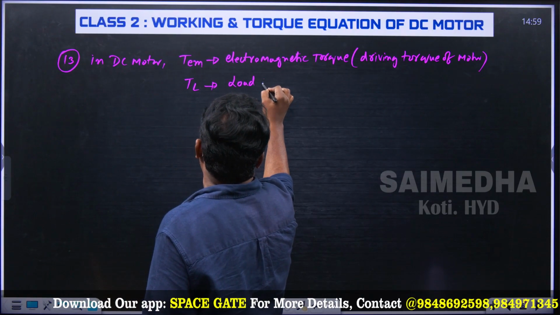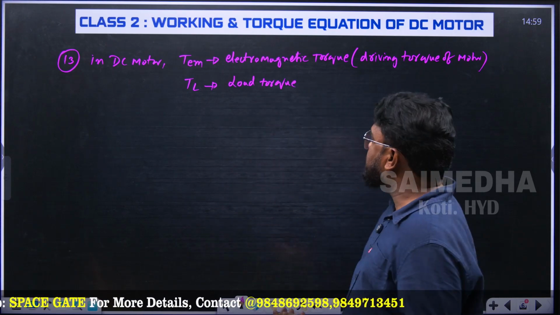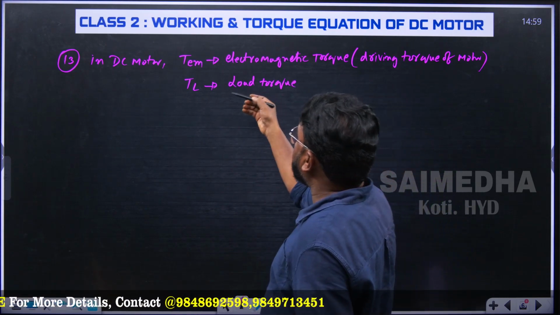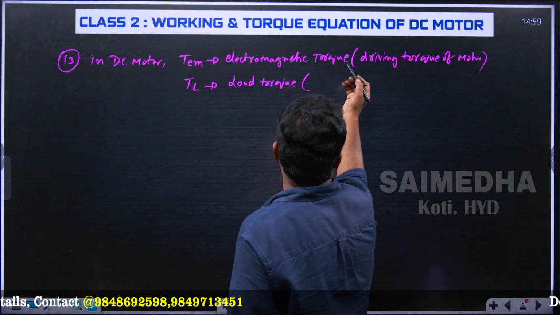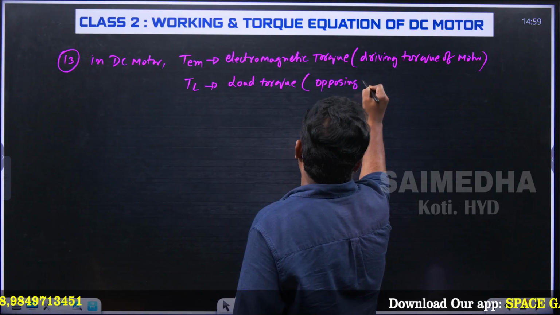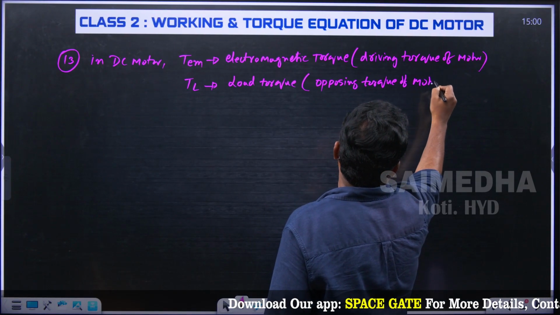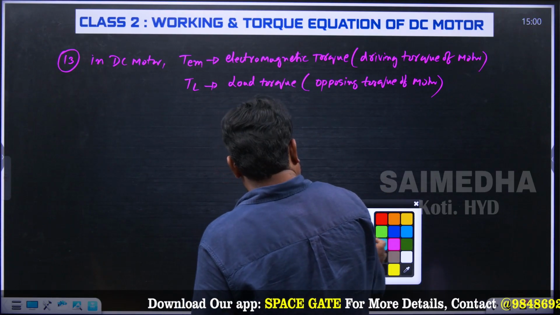So this one is a load torque, the torque imposed on the shaft of the motors, that is known as load torque. And load torque here is the opposing torque of the motors. So a question can be asked on this too. There are 3 cases.